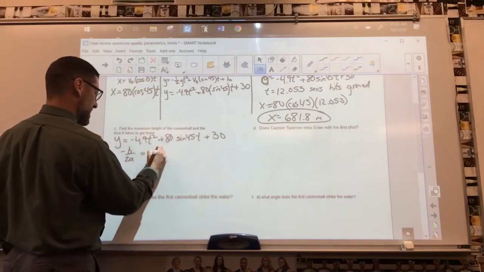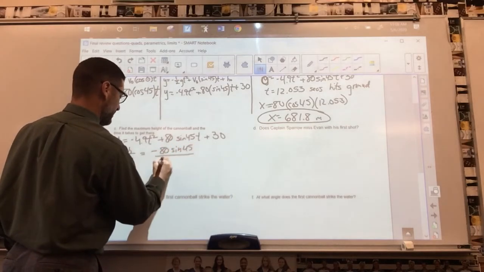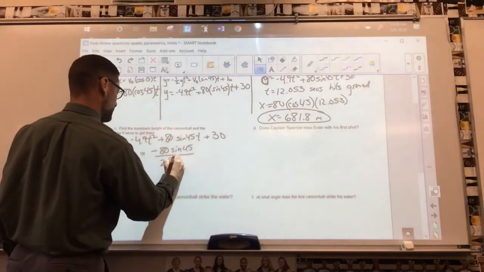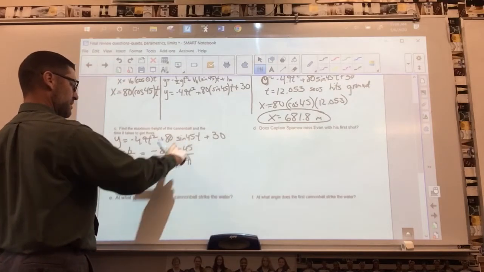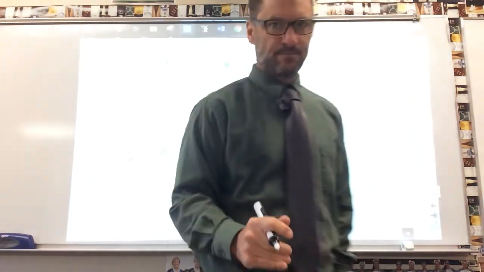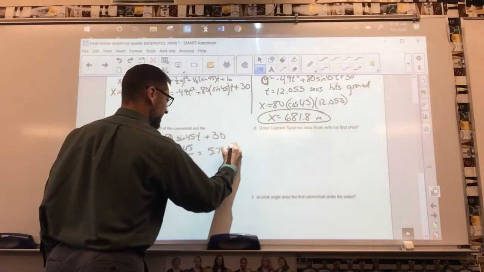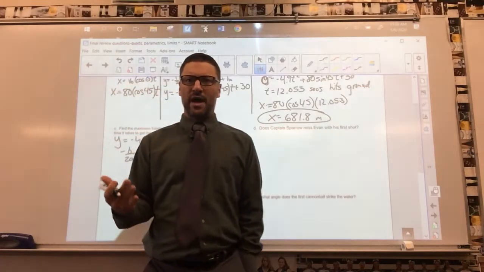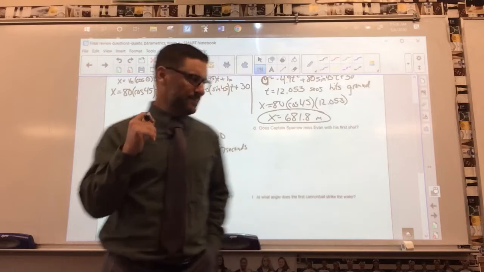So I'm going to take negative 80 sine of 45 all over 2 times my a value, and my a value is negative 4.9. Negative b all over 2 times a. Press pause, do that on your calculator. All right, when I did it, I got 5.77 seconds. And now what do I do with that value? I know how long it takes to get up there, but I don't know how high it went yet.